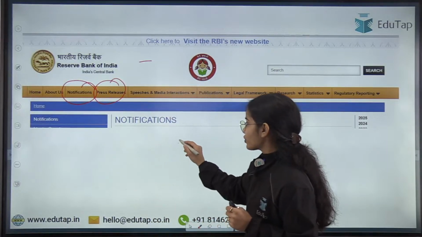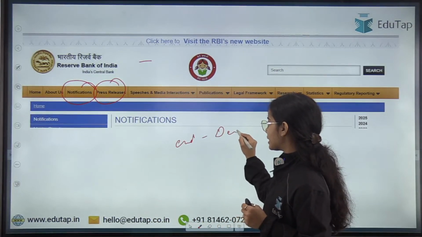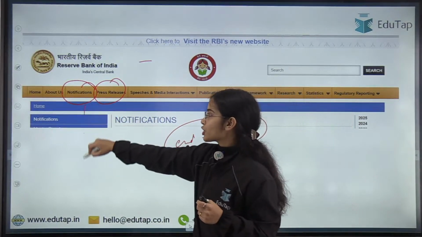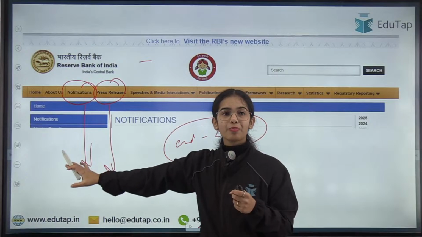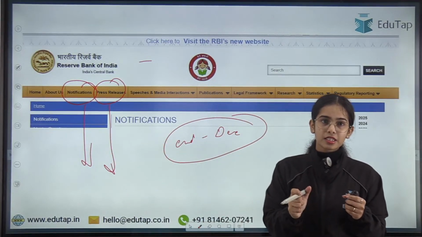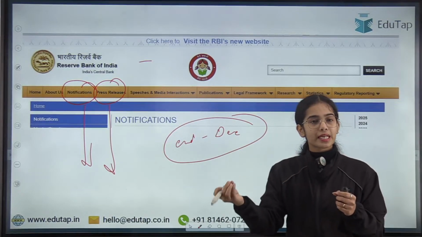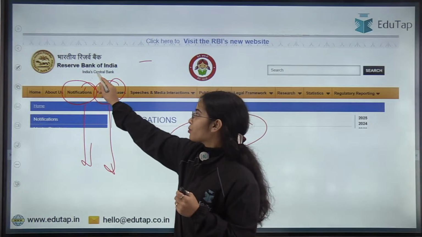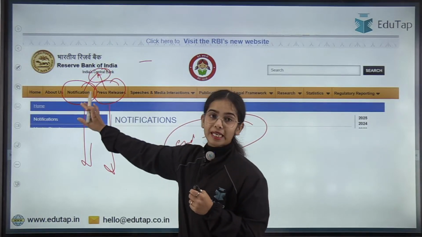At the end of the month, let's say December has ended, you can go back to the December notifications and press releases. You will see that the maximum of them are covered in Finance 360. There are a few small topics left that you can just read once. So the idea is that most of the coverage is done in Finance 360.